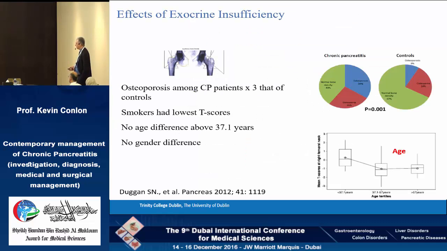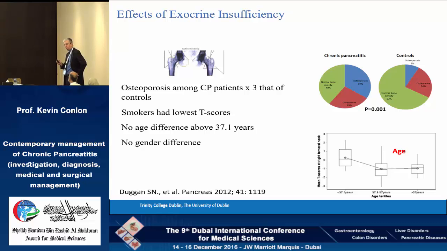So we found that osteoporosis was 3 times higher than controls. It was higher in smokers. And the interesting thing is once you hit 37 years of age, it didn't increase. So the problem was happening early. And the really frightening issue for us was there was no gender difference. We were now seeing female patients with chronic pancreatitis compared to controls.